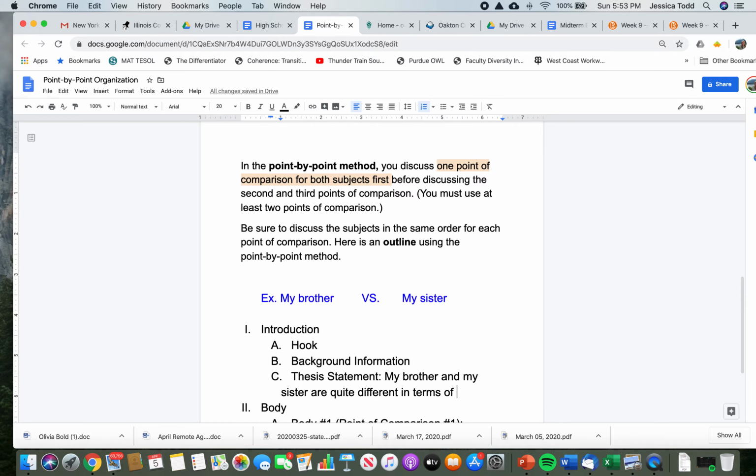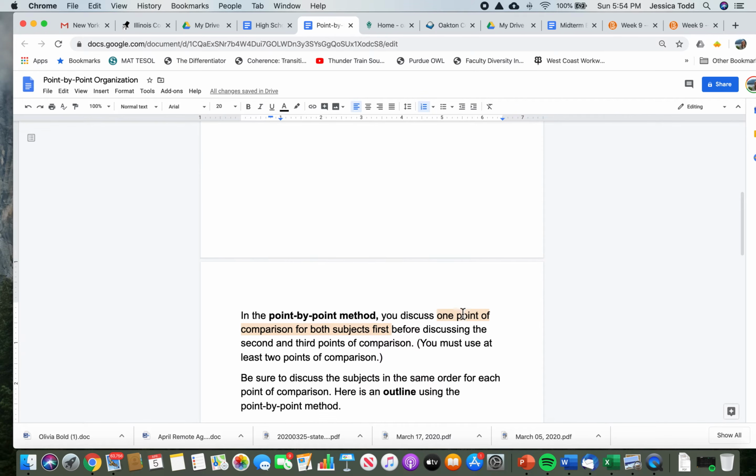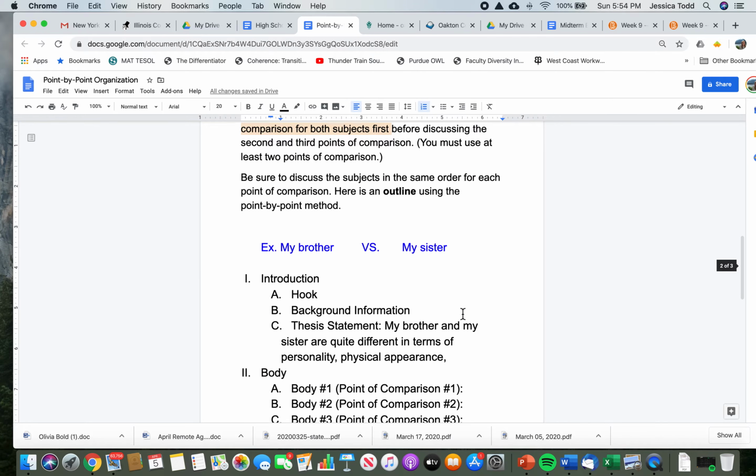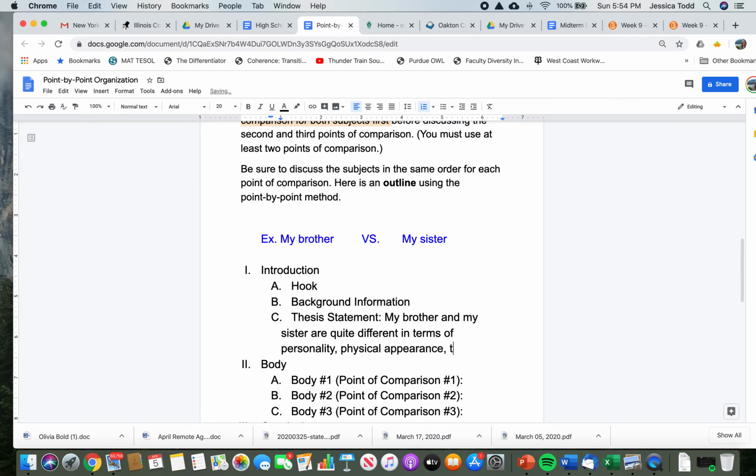The first one was personality. The second one was how they look, physical appearance. And the third one was, oh my gosh, I forgot. Let me go back. Oh, relationship. And their relationship with me. Okay, beautiful. So I'm going to check this thesis statement one more time and make sure it's a good one.